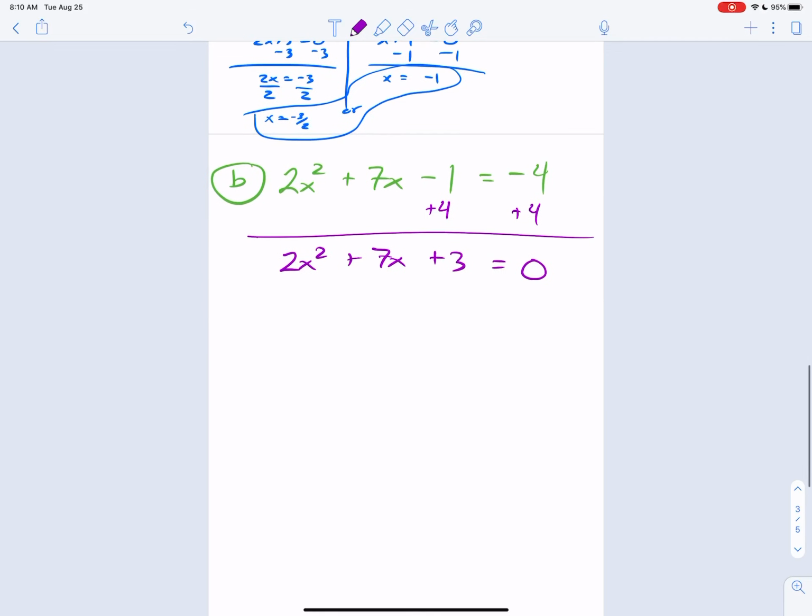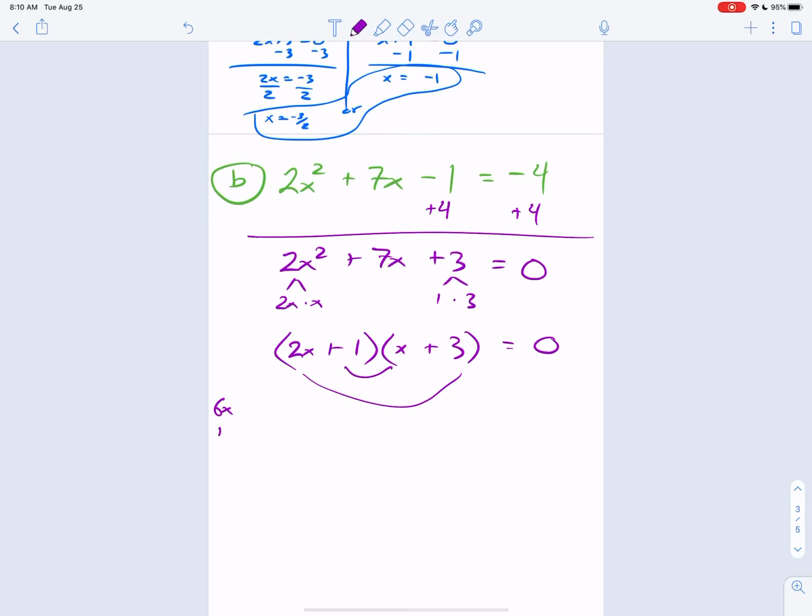And now that I have a quadratic equal to 0, I'm going to try to factor here. And if you factor and manipulate it enough, you should get 2x and x, and plus 3 over there and plus 1 with the 2x. Okay, I noticed that when I multiply the outer, I get 6x. The inner, I get 1x. So that gives me exactly what I want, the 7x right there.